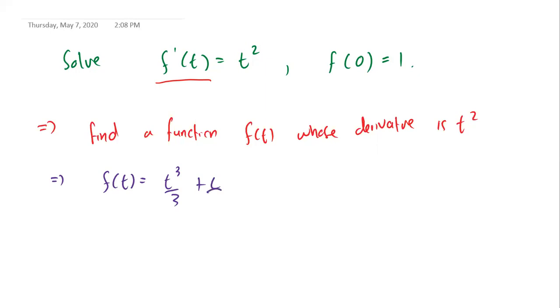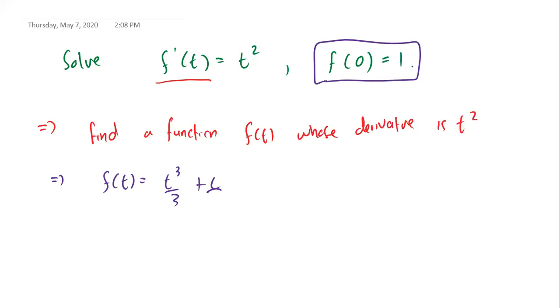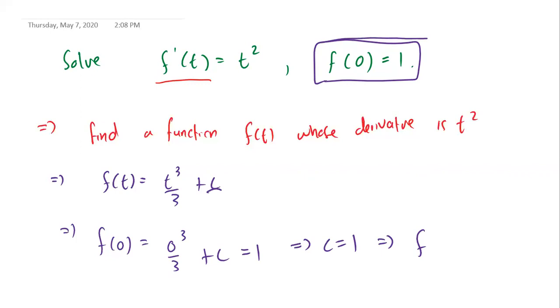Now, the way you get rid of this constant, c, is by using this condition. So what you want is that when you plug in 0, you get 1 into whatever function you found. So how do you do that? We'll just plug it in. F of 0 is going to be 0 cubed divided by 3 plus c. This should be equal to 1, and you can use this to solve for c. So c equals 1. So what's the solution to this initial value problem? And again, it's called an initial value problem because you're given this condition here. So the solution is f of t equals t cubed over 3 plus this constant that we found.